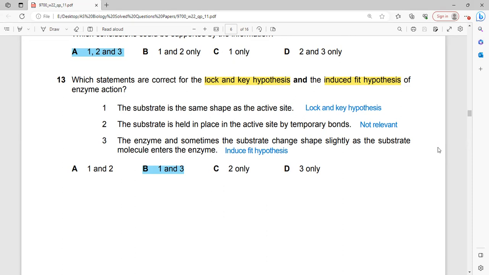Number 3 statement: the enzymes and sometimes the substrate change shape slightly as the substrate molecule enters the enzyme. So when the substrate molecule comes into the active site of the enzyme, it slightly changes or modifies its shape. This is defining the induced fit model. So 1 and 3 are the correct options here.